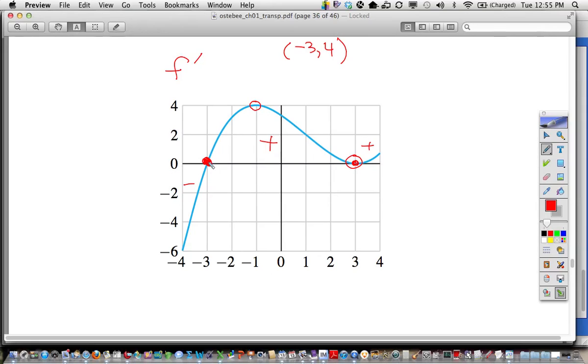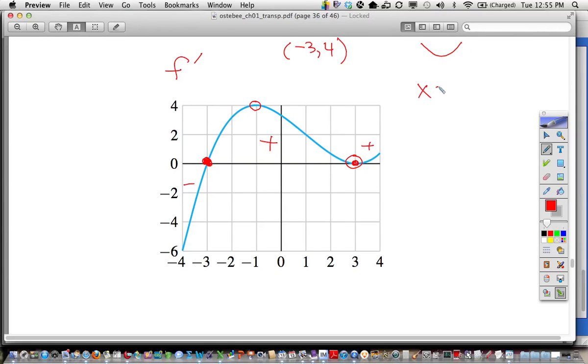Isn't it that one right there? Okay, when F prime is 0, you can have a local min, local max, or flat spot. Well, to tell if it's a minimum, F prime has to go from negative to positive, because that tells you F is decreasing and increasing. So that's a local minimum.